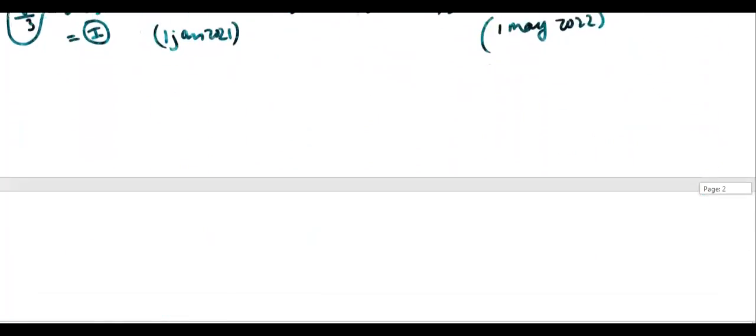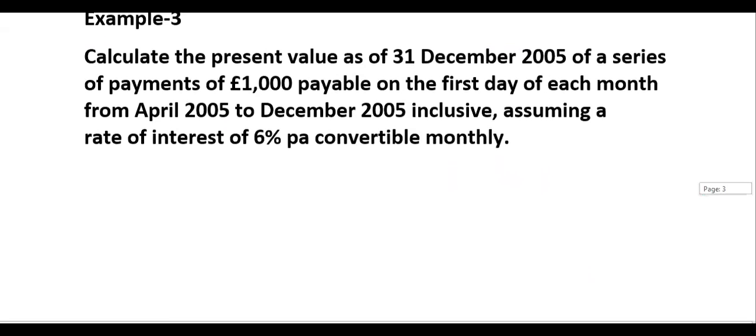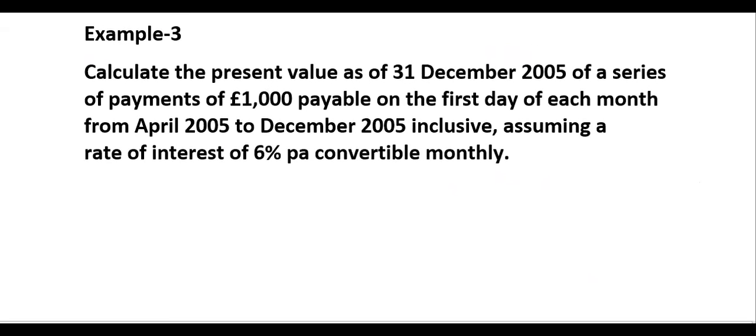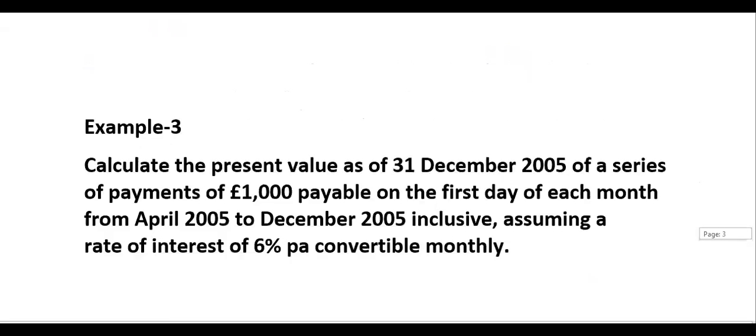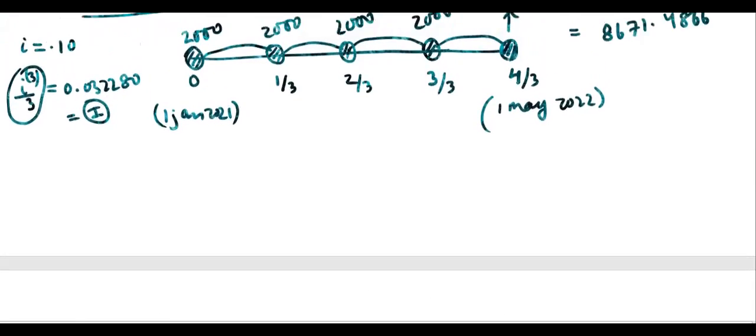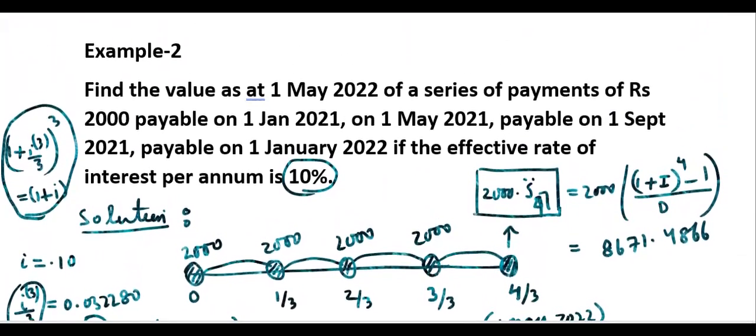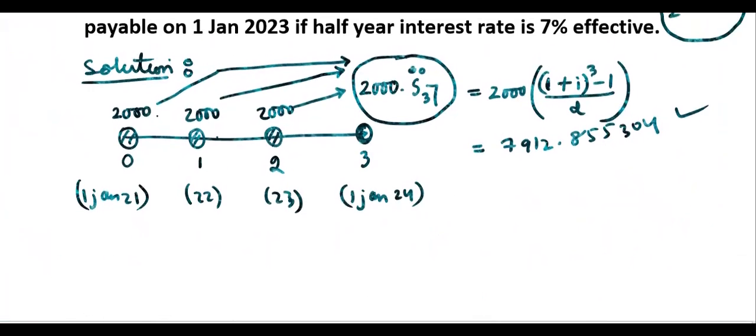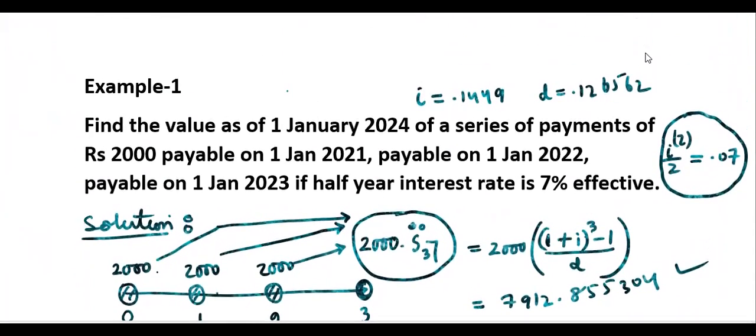Next problem. Present value. How present value? Value means you have to check whether it's present value or accumulated value. I must have written present value, accumulated value initially to know what you are finding. Here also the date is mentioned. Now go to the third problem.